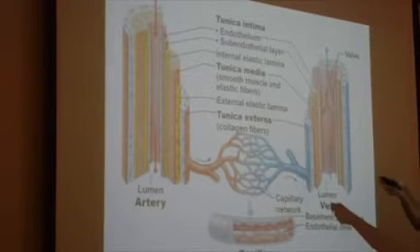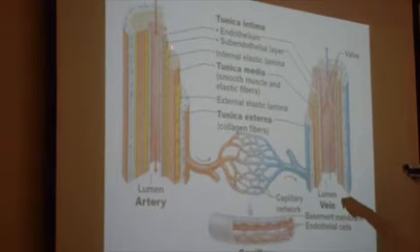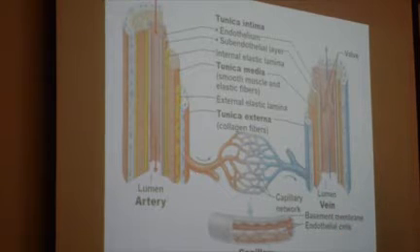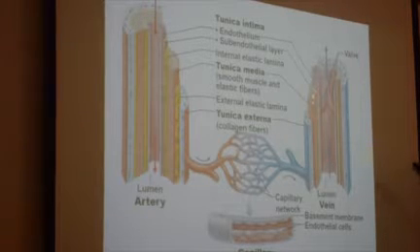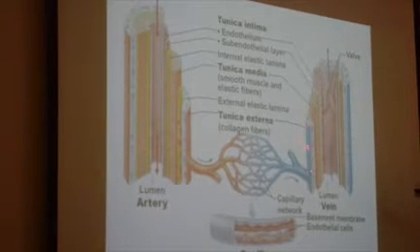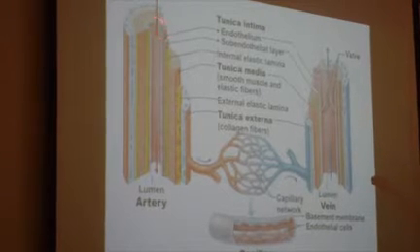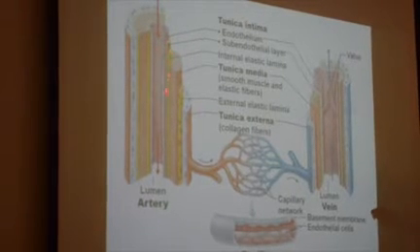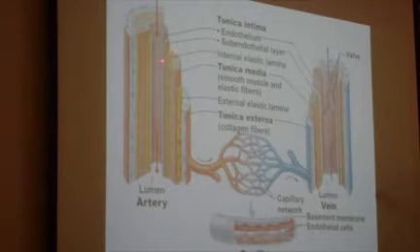So looking at the vessels, whether it's an artery or a vein, the vessels will have three layers. From inside out, you have tunica intima, tunica media, and then tunica externa. Tunica intima to the inside will be formed by endothelium. This is my epithelial lining of the blood vessel. Below the epithelium, you will have a thin layer of connective tissue. This is called my subendothelial layer.